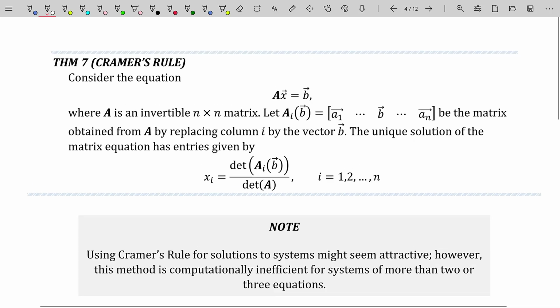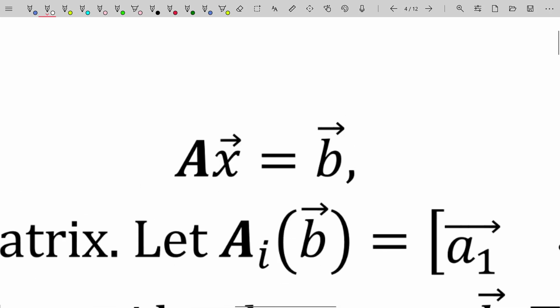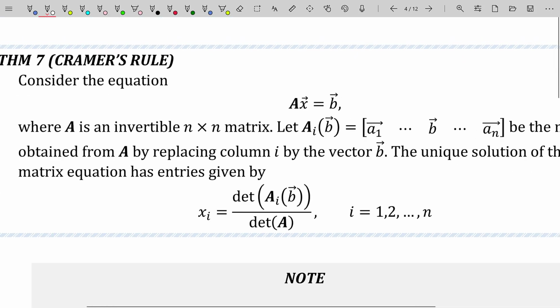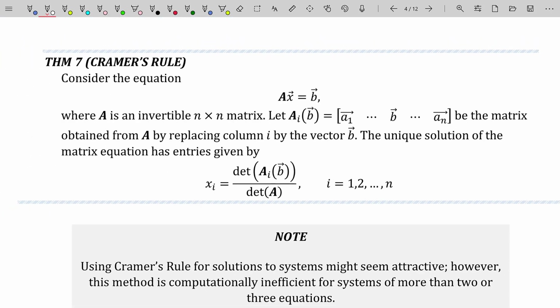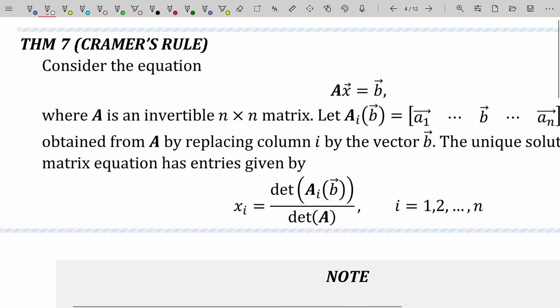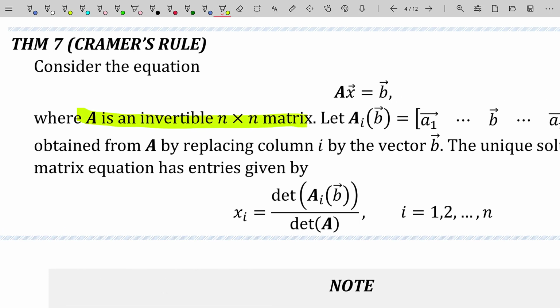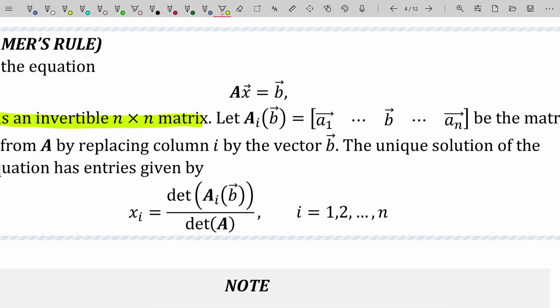Cramer's rule goes like this. Consider the matrix equation AX equals B. And we must assume that A is invertible. I don't think I said it on the previous page, but it is true. A has to be invertible. So consider that matrix equation where A is an invertible n by n matrix. What we're going to do is build a brand new matrix, and we'll call it A sub i of B.